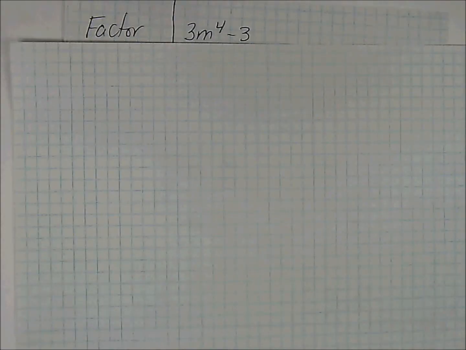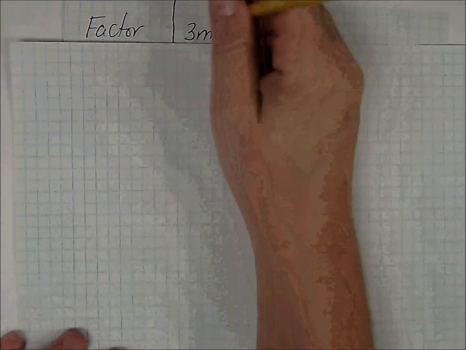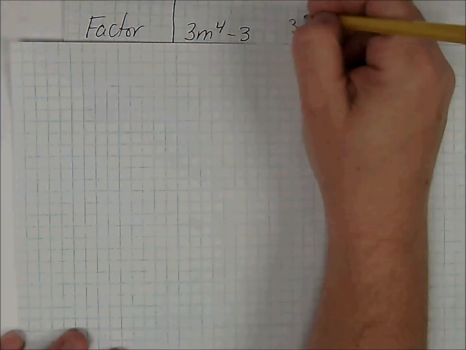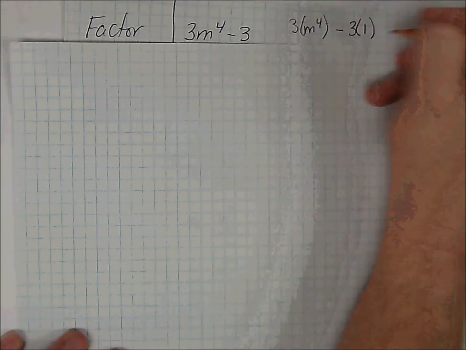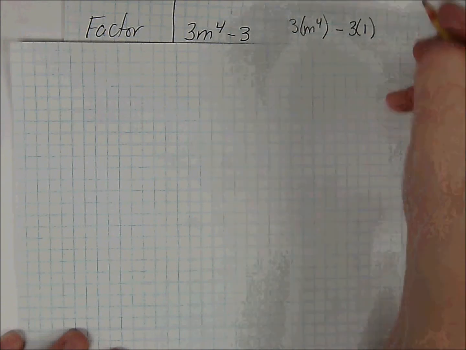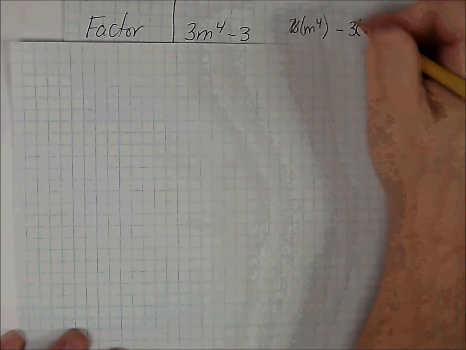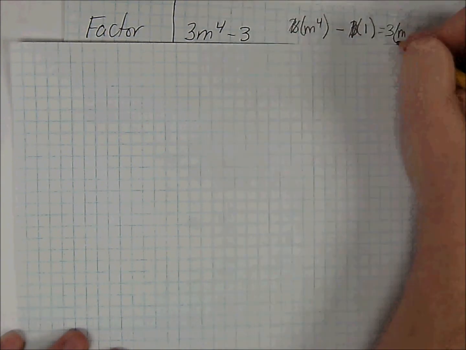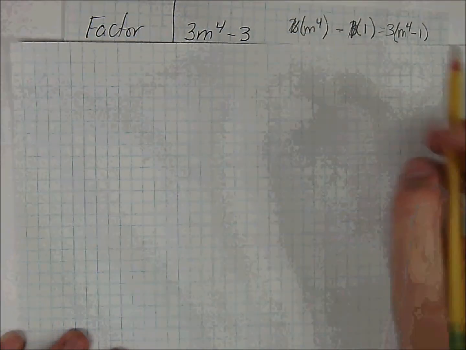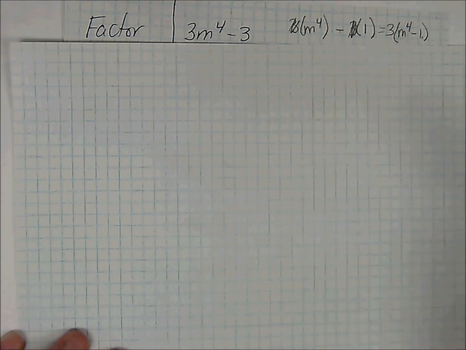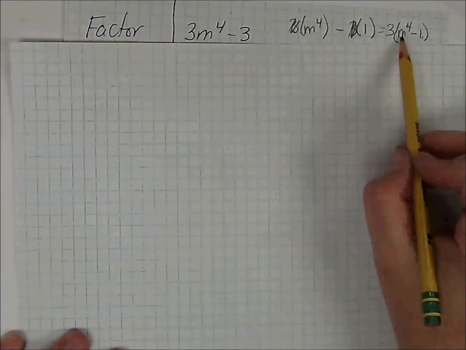So I start with factoring. Is there anything I can take out of both of those? And I can. I can take a 3. This is 3 times m to the 4th minus 3 times 1. All right? So when I take that 3 out, I have m to the 4th minus 1. Step 2, I've got 2 terms. I'm going to use a box. Because what I'm looking at right now is the difference of 2 squares.